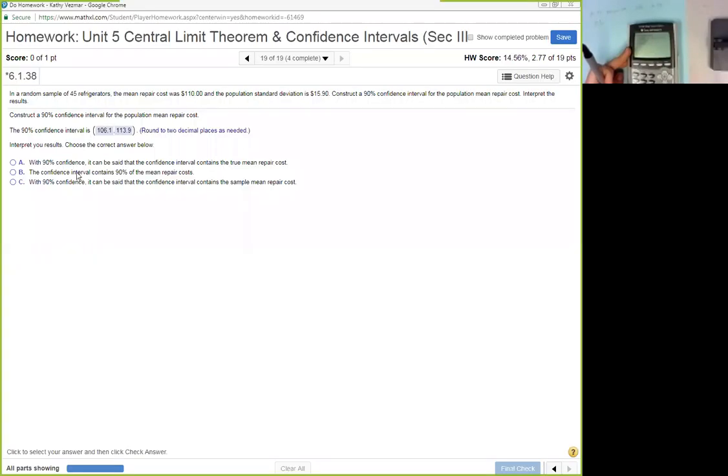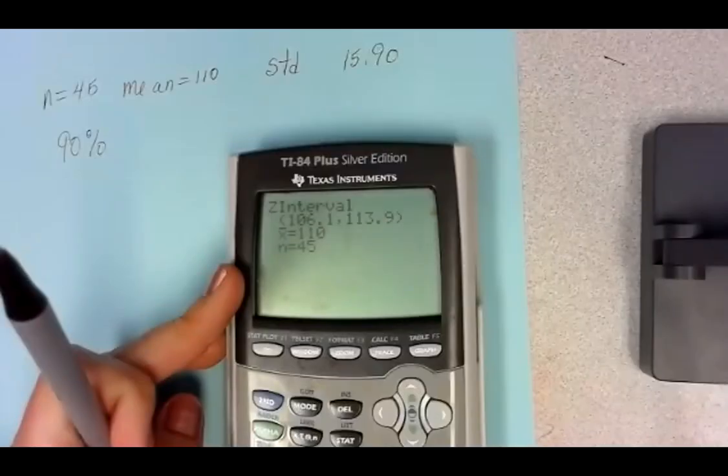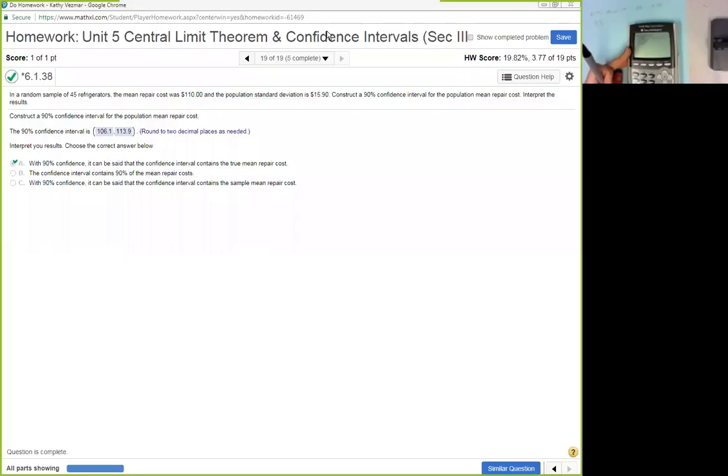How would you interpret this? With 90% confidence, it can be said that the confidence interval contains the true mean. The confidence interval contains 90% of the mean repair costs. Or with 90% confidence, it can be said that the confidence interval contains the sample mean. Well, we always use the confidence interval in hopes of capturing the true mean. So you can see that when we select that, it is in fact correct.